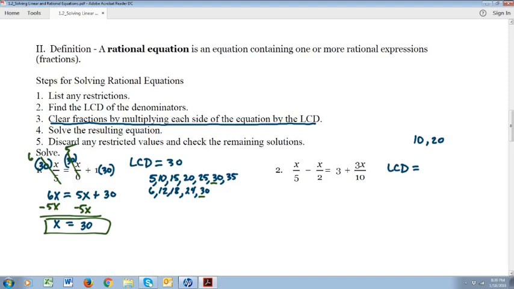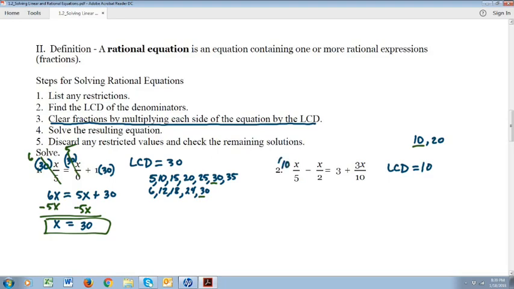And so I look for the first number that's a multiple of the biggest number. I look at the multiples of the largest number until I find one that I can divide by the other denominators. And in this case, 10 is a multiple of 5 and 2, and so that is going to be my LCD.